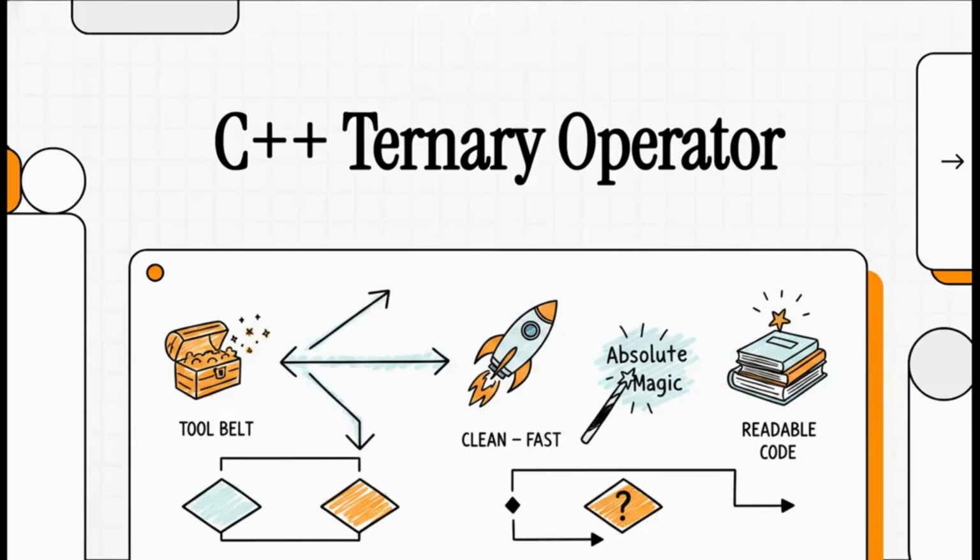Welcome back, everybody. Today's explainer is based on Lecture 23 by Skip Uni, and we are diving into a topic that is just absolute magic for writing cleaner, faster code. We're exploring a super vital part of control flow statements in C++, specifically the ternary operator in C++. So let's jump right in.